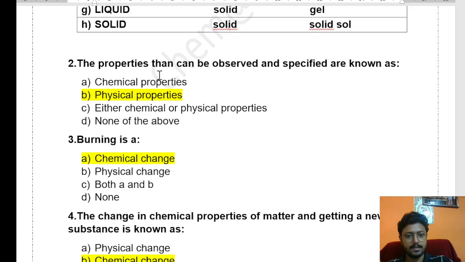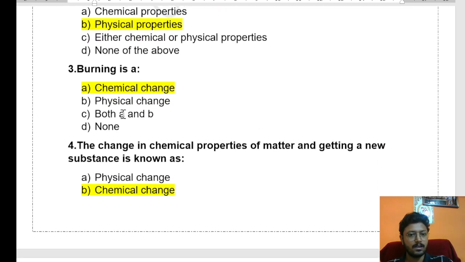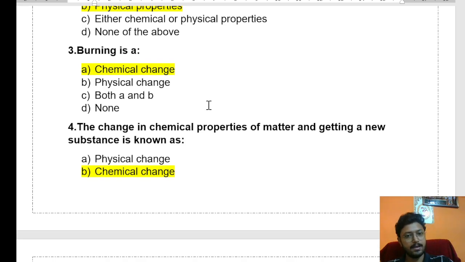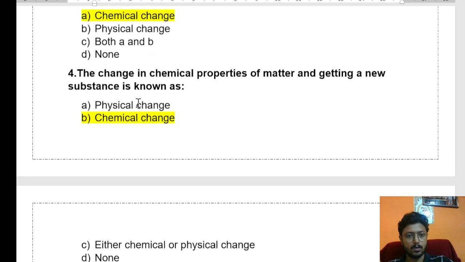The properties that can be observed and specified are known as physical properties. Okay. Burning is a chemical change. Now question number 4: the change in chemical properties of matter and getting a new substance is known as. Okay, dear students, it is a very important question. It comes directly in your exam.